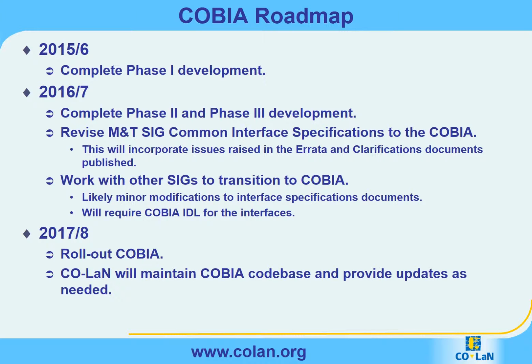And then our roadmap for Phobia, phase 1 development is complete. This year we'd like to complete the phase 1 and phase 2 and phase 3 development, which would mean COM, full set of interfaces, the full COM-Phobia interop, as well as getting .NET, and then working with the other SIGs to transition to Phobia. Phobia will require its own IDL for the interfaces, but like I said, the documents that we have right now can be used to develop the Phobia IDL, just like it was used to develop the COM IDL.